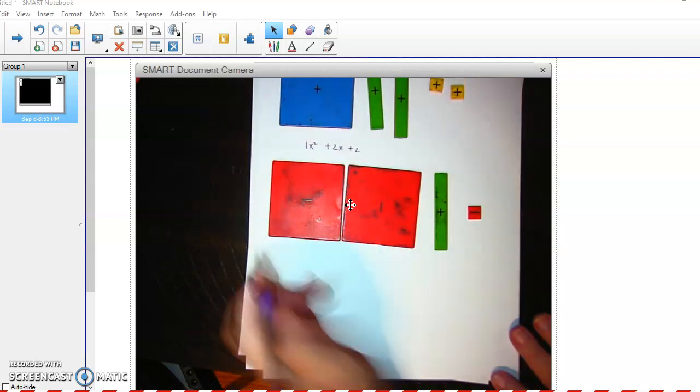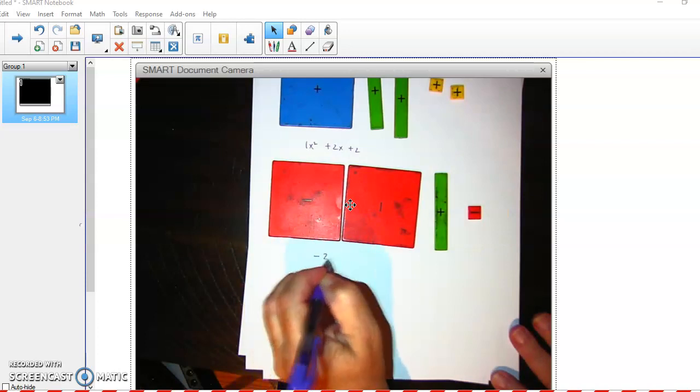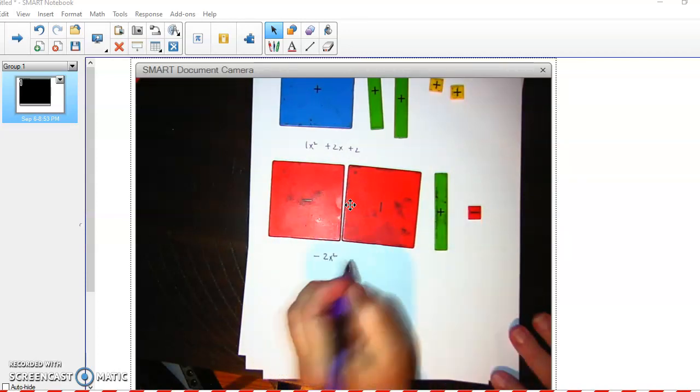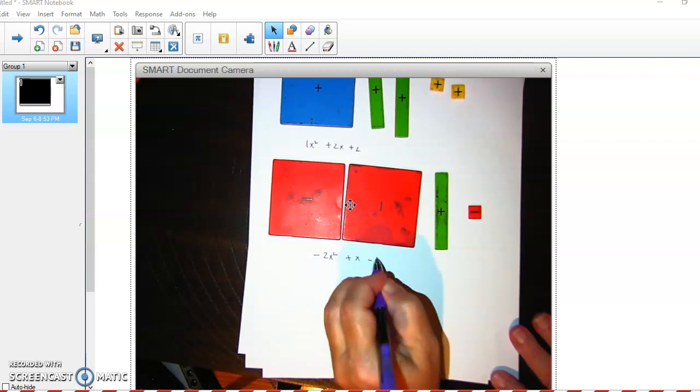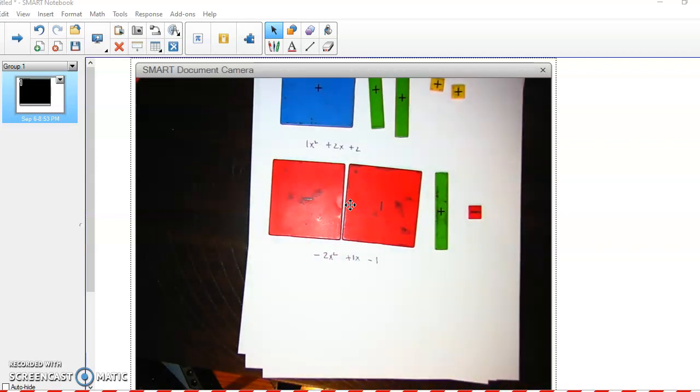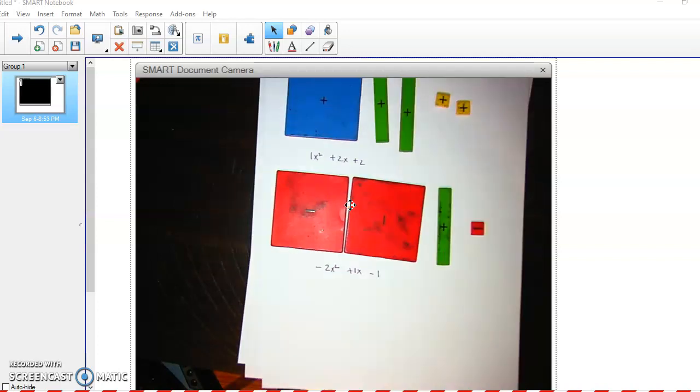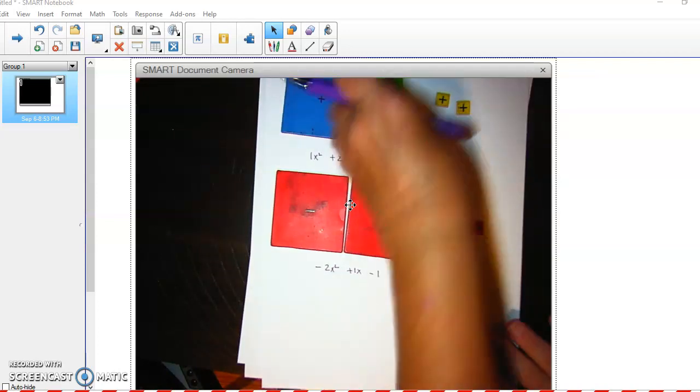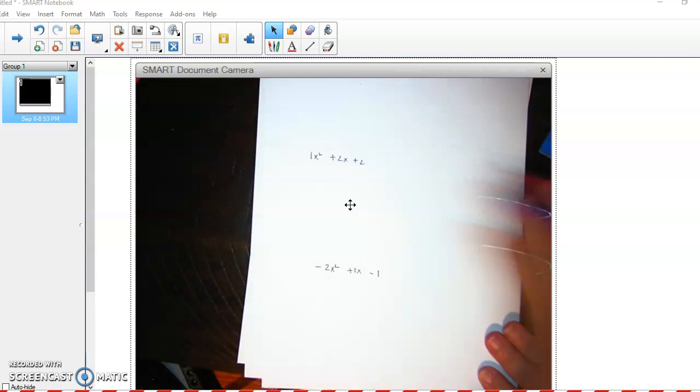So negative 2x squared plus x minus 1. You could say 1x if you want to. Okay? So those are your tiles. That's writing the expression with those tiles. Now let's combine tiles. Let's combine like terms.